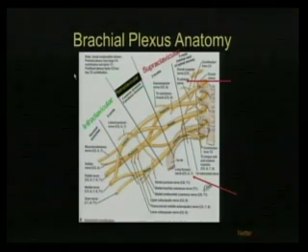Now, the dorsal rami mostly just innervate the paraspinal musculature and the skin. We're not really going to talk about those today, because what we really want to talk about are the ventral rami, which give off innervation to the limbs, and that's really what the brachial plexus does for our upper extremities.